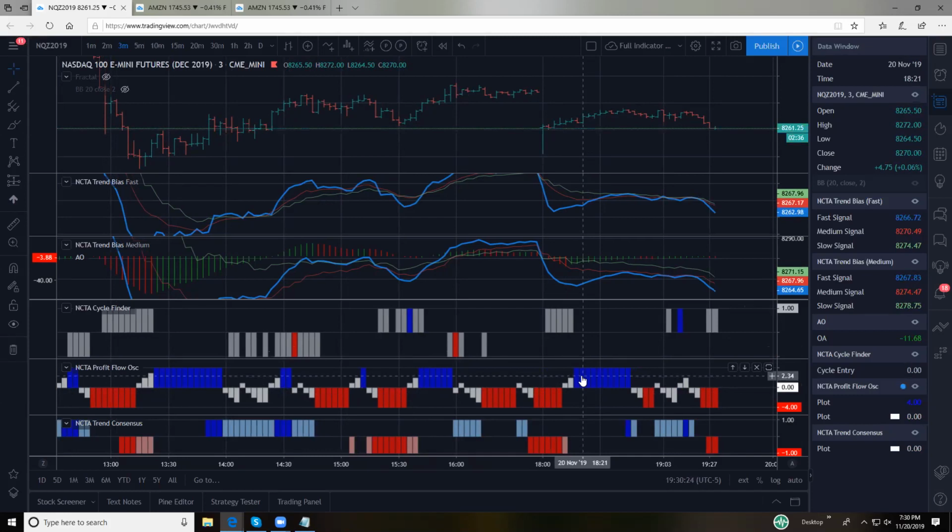And of course, that also has to align with the AO. So the second blue bar, I look up here, I've got a green AO, has to align, and we can see that we got some nice movement to the upside on that.